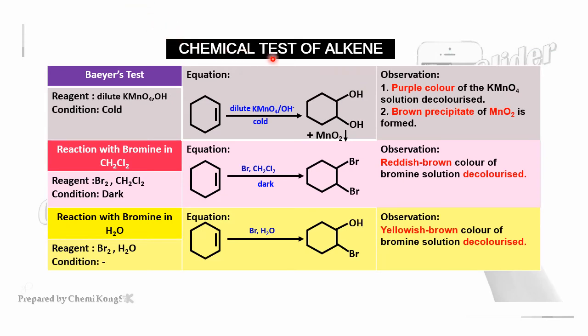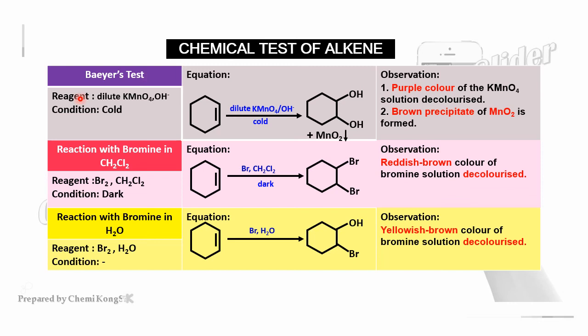Next is about chemical tests of alkene. There are 3 tests used to identify alkene. The first one is Bayer test. Second, reaction with bromine in inert solvent. These 2 are exactly the same as your practical test or experiment 4.